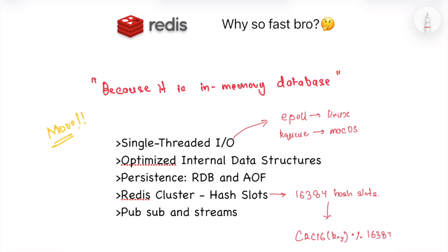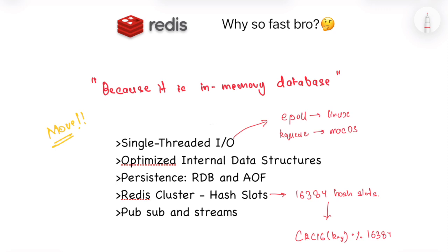Now the first point is that it has single-threaded I/O. Basically, Redis processes commands in a single thread. There are no mutex locks or thread contention, which you would have studied in operating systems, and there are no race conditions. But then how does it handle thousands of concurrent connections?